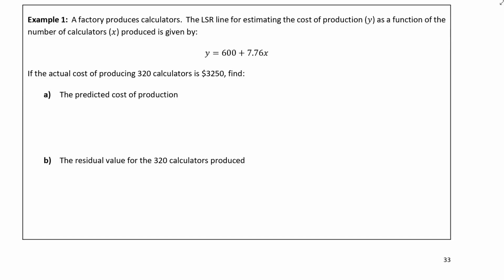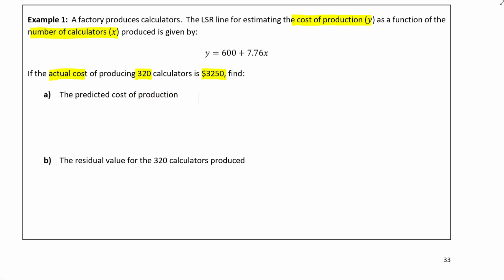So we're going to answer this example before us. It says, a factory produces calculators. The least square regression line for estimating the cost of production, y, as a function of the number of calculators x produced is given by this right here. So here's our least squared regression line. If the actual cost of producing 320 calculators is 3,250, find the predicted cost of production.